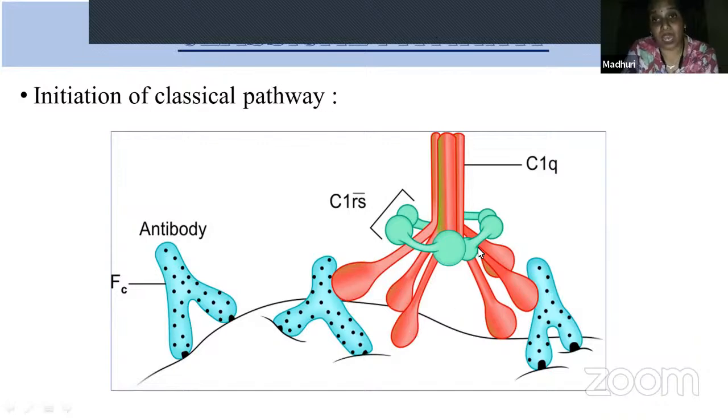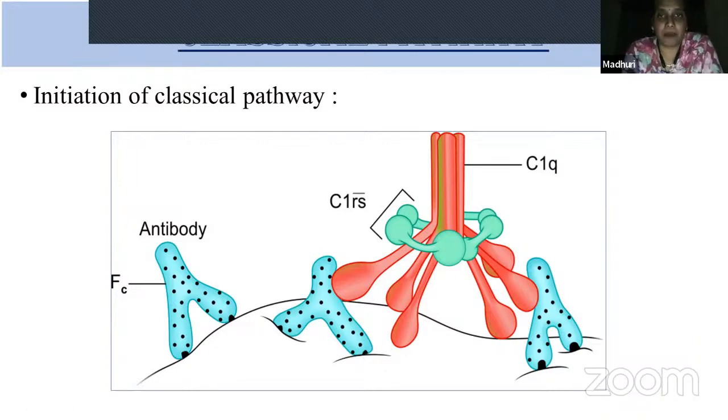So the C1 is a complex molecule which is made up of C1q, C1r, and C1s. Now, why is there a bar over r and s? It is because of their enzymatic activity. Always remember, when a complement component in the pathway has a bar over it, that means it is enzymatically active.